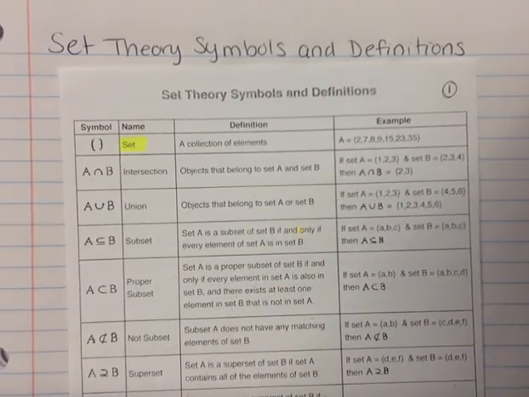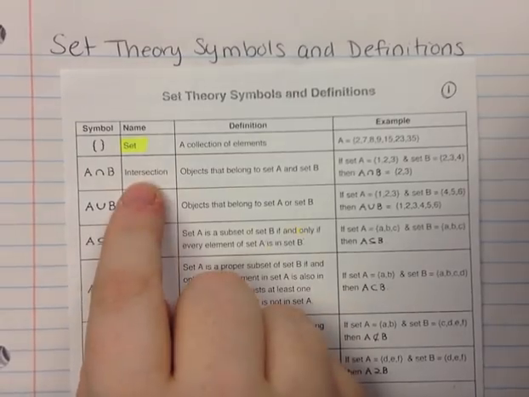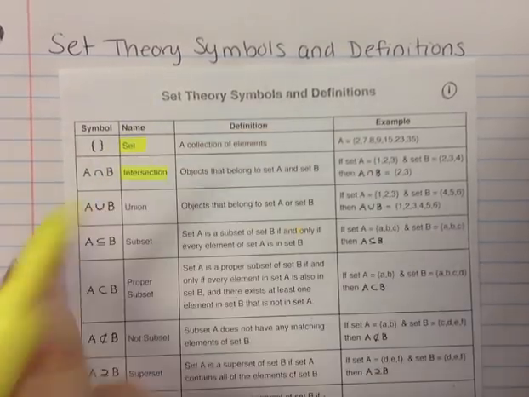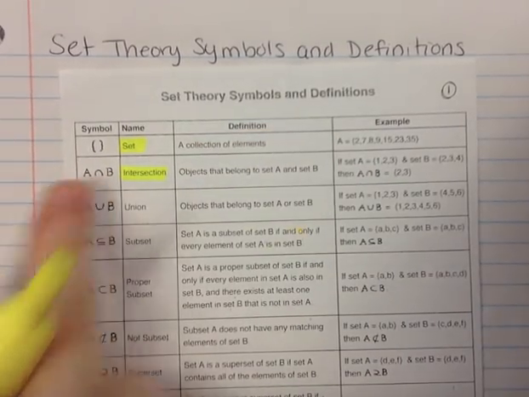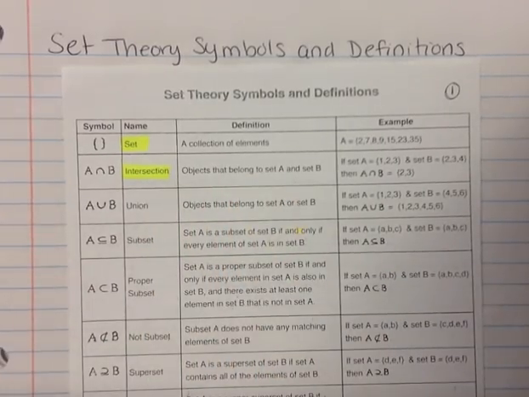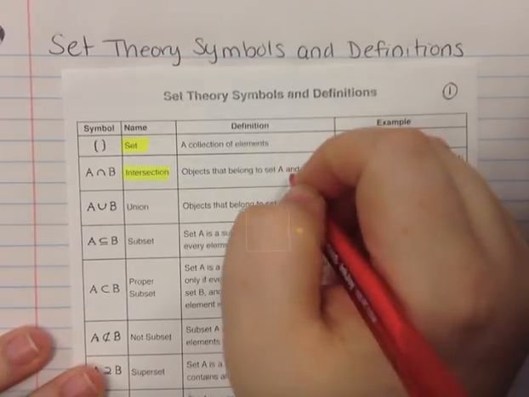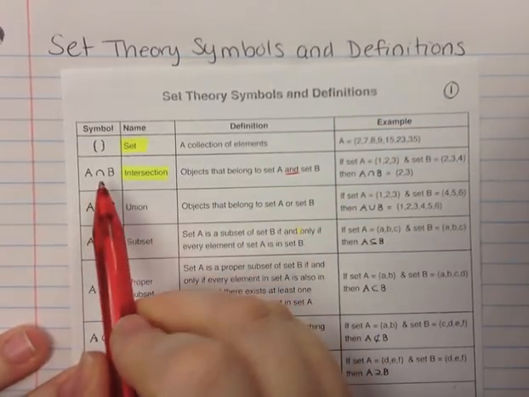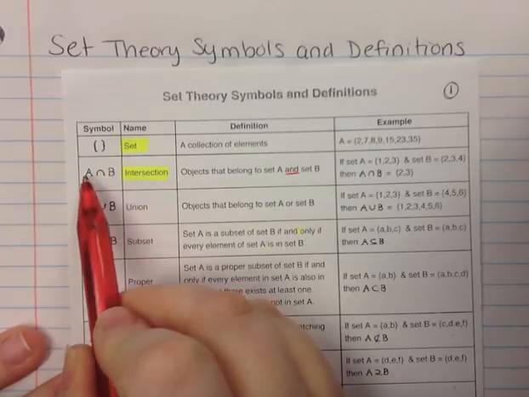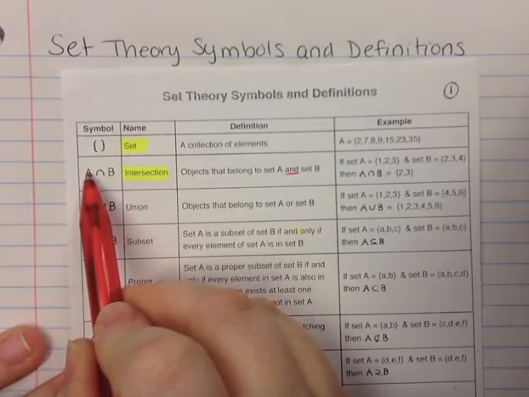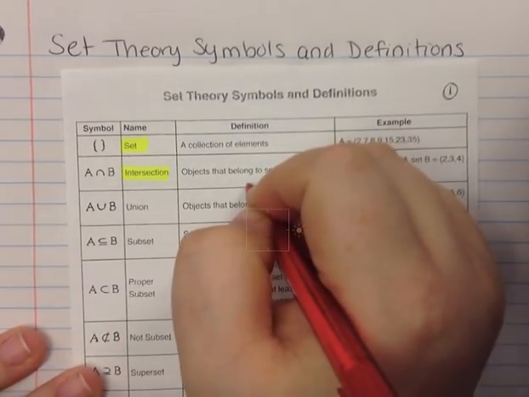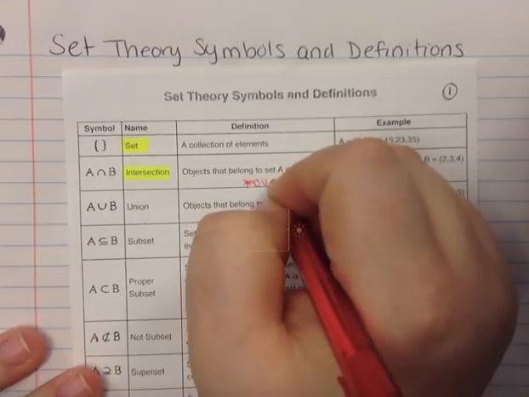The next one we're going to talk about is intersection. The symbol for the intersection is this n shape. What this says is objects that belong to set A and set B. So this "and" part is what's important. We have set A intersect set B. We want to see what belongs in A and also in B. What that means is that we want the overlap between them. The overlap.